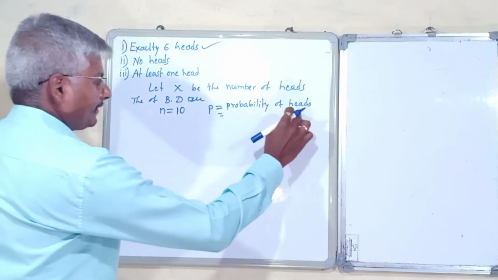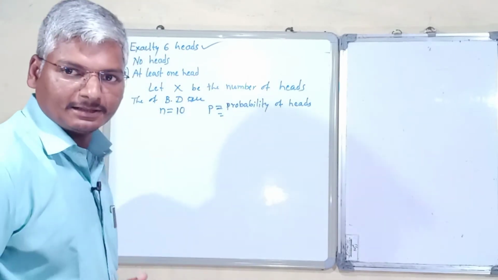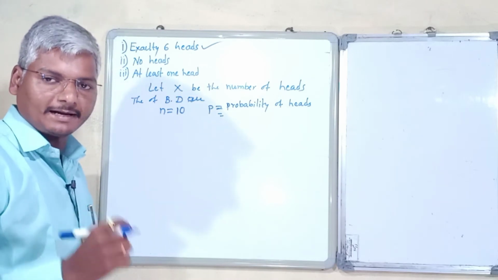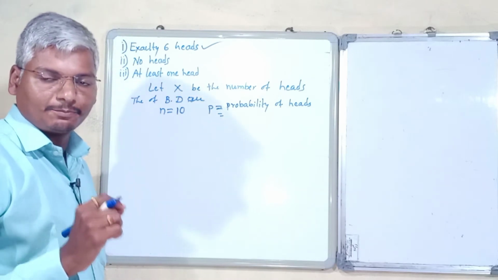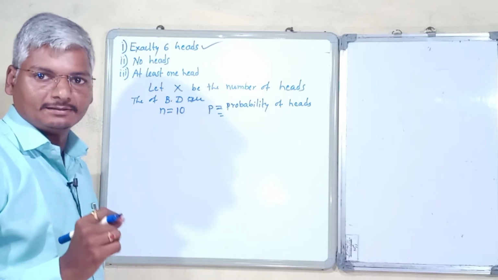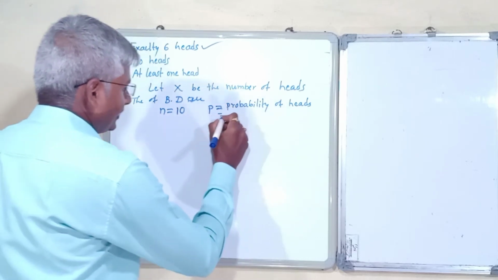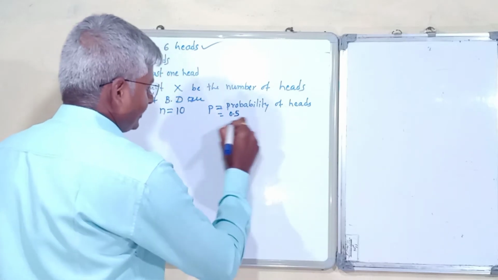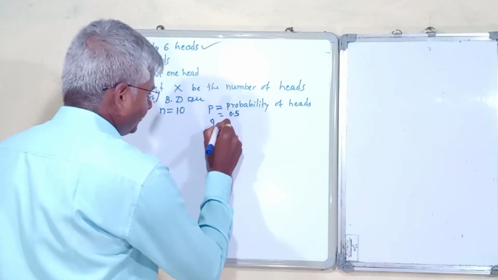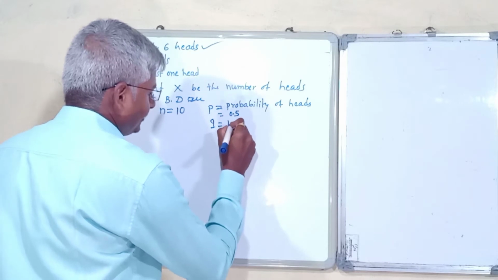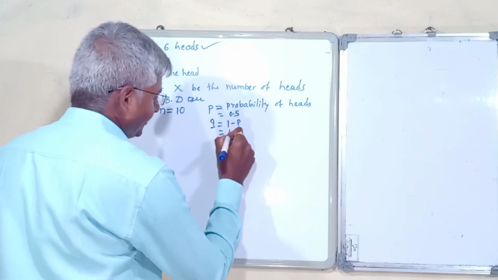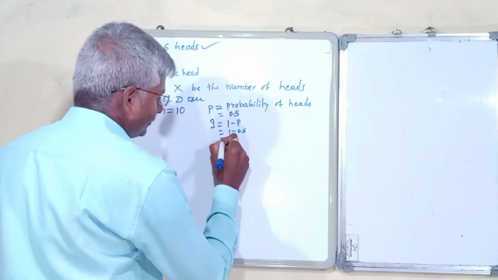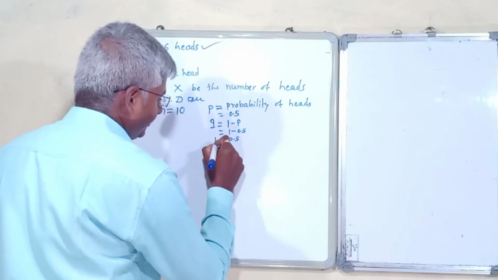So probability of heads: if you toss a coin, then the probability of a particular head occurring is 0.5 and tail is 0.5. So here p is 0.5. Then you need to find out q, that is q is 1 minus p. 1 minus p is 0.5. So q is also 0.5.